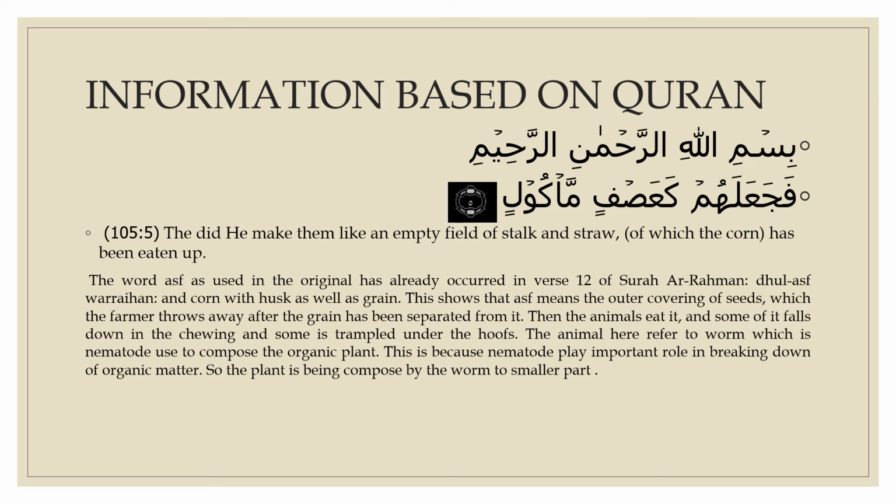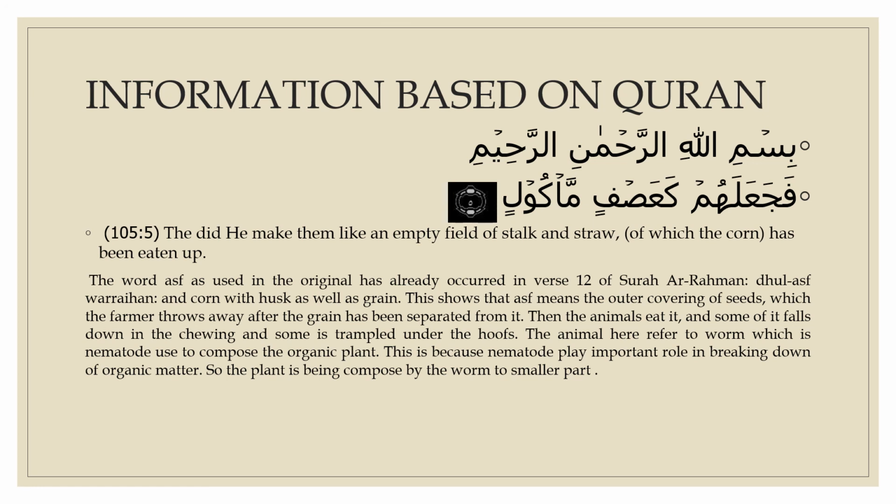Okay, the word as used in the original has already occurred in verse 12 of Surah Ar-Rahman, Dhul-'Asfi war-Raihan, and corn with husk as well as grain. This shows that it means the outer covering of seeds, which the farmer throws away after the grain has been separated from it. Then the animals eat it, and some of it falls down in the chewing, and some is trampled under the hooves.